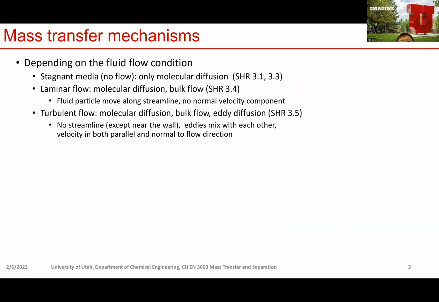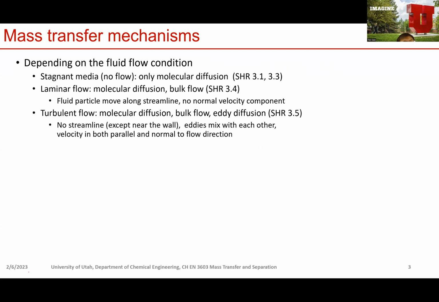Depending on the fluid flow condition, you could have 1, 2, or even 3 mass transfer mechanisms, right? And when you look at your problems, you should be aware that the mass transfer in different directions could be different. So always when you look at a mass transfer mechanism, you need to be aware of what direction you are talking about. For a stagnant medium, when there's no bulk flow, there's no convective flux. Since there's no flow, there are no eddies, so you will only have molecular diffusion.